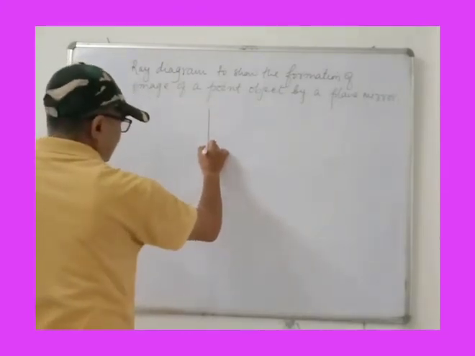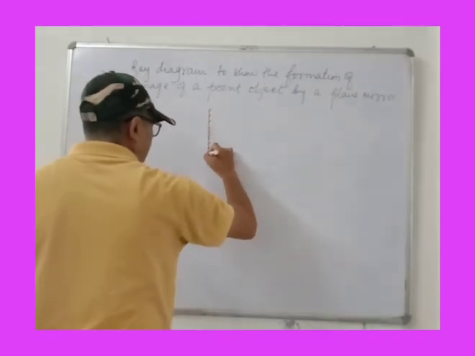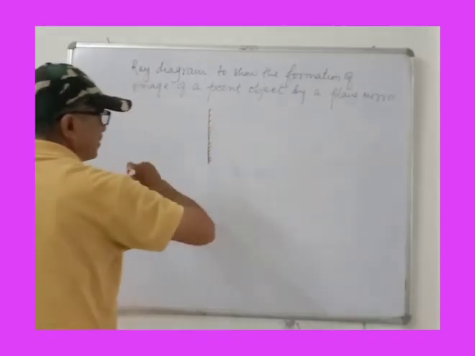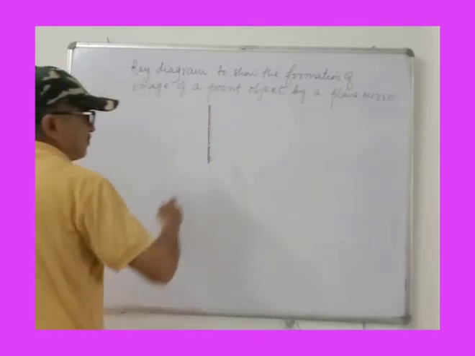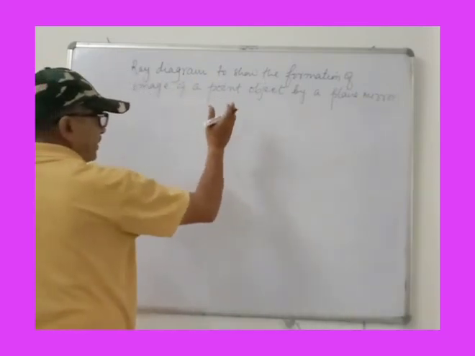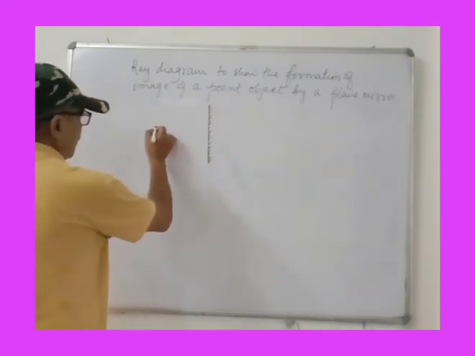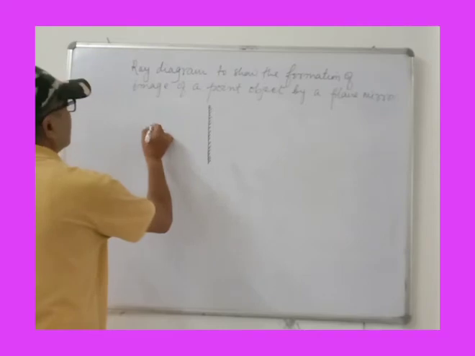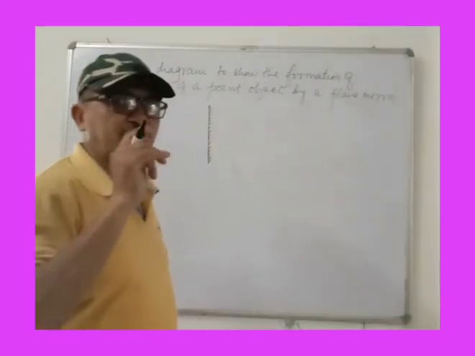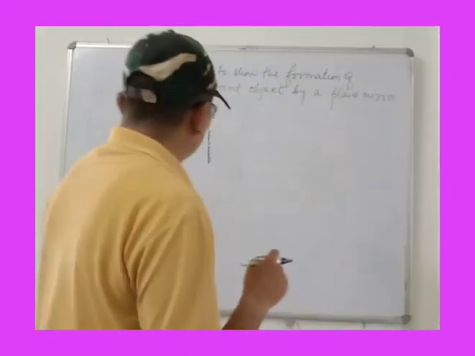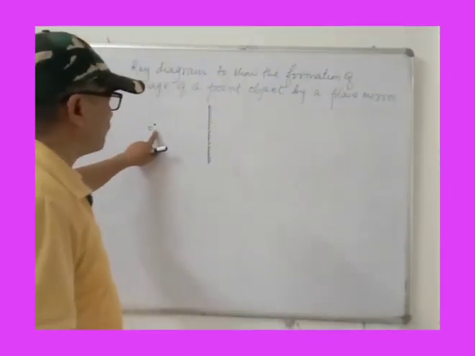Now plane mirror is this. Suppose plane mirror. Children, what is this? Plane mirror. Okay. Back side is painted, opaque. Front side is polished, reflecting surface. Now point object is here. Oh, point object. Object is very small. Point. We have to make image of this object.